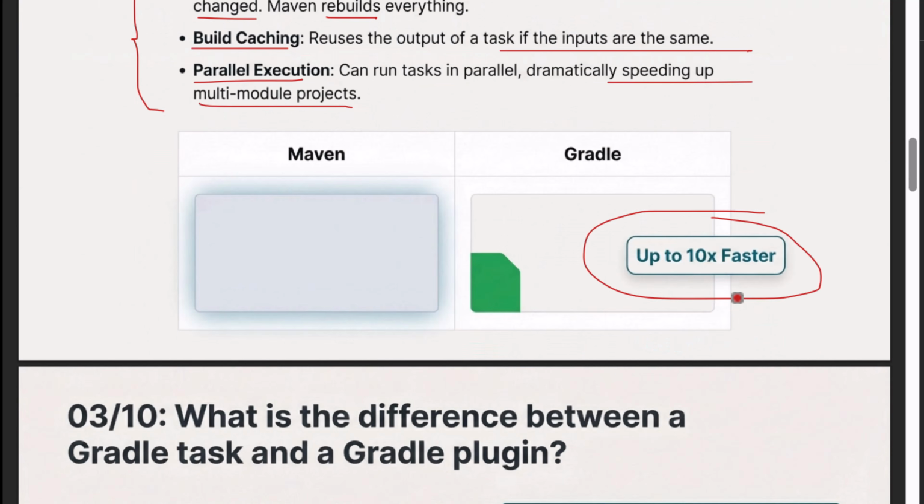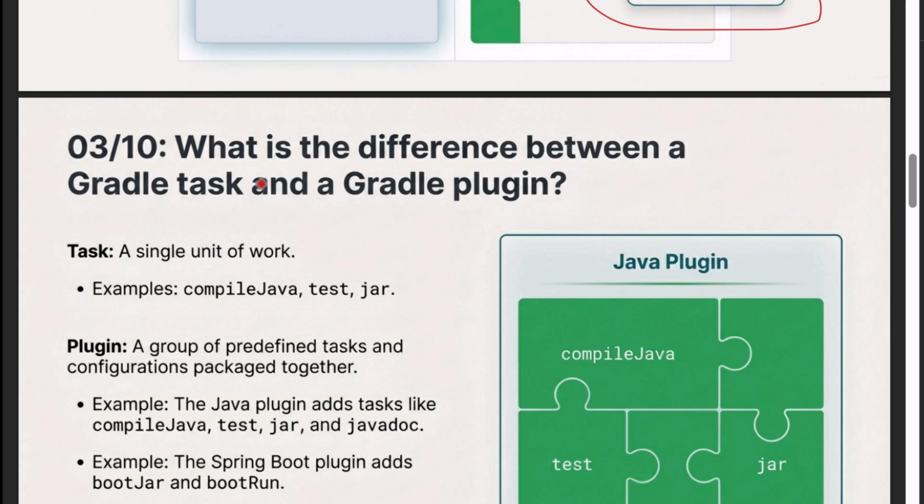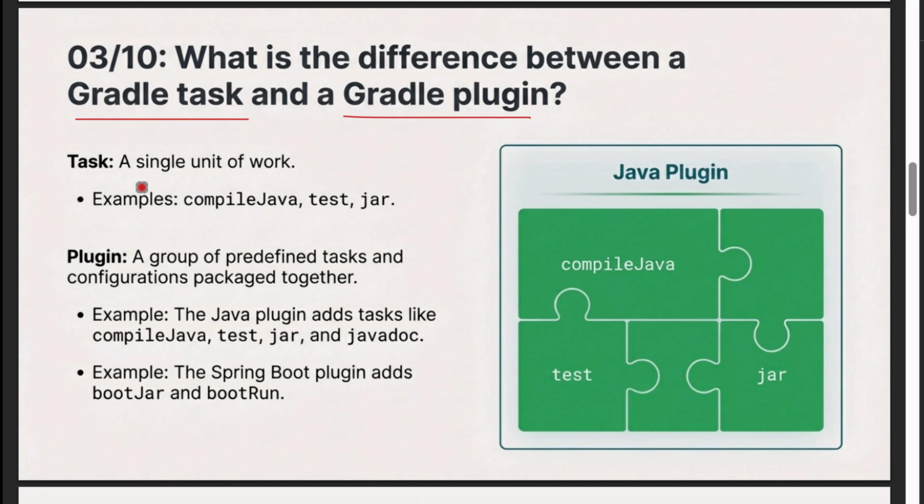Question 3. What is the difference between a Gradle task and a Gradle plugin? A task is a unit of work inside a Gradle build. Examples include compiling source code, running tests, generating documentation, copying files, or packaging a jar. Everything in Gradle is built around tasks.